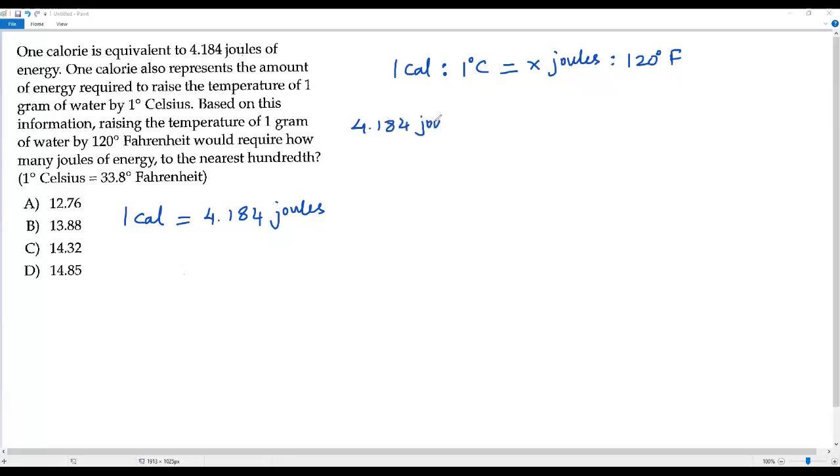And also the question asks for the amount of energy in joules to raise the temperature by 120 degrees Fahrenheit. In the question the temperature is in Fahrenheit, so let's keep Fahrenheit as it is. We can convert the temperature in degrees Celsius on the left side to Fahrenheit. The information in the question says 1 degree Celsius equals 33.8 degrees Fahrenheit. So we can replace 1 degree Celsius by 33.8 degrees Fahrenheit.